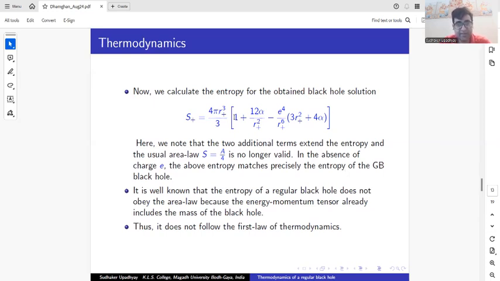And since the entropy of the regular black hole does not obey the area law, this is because the energy momentum tensor already has the mass term. So this corresponds to your entropy not following the area law, and also not following the first law of thermodynamics, which is required for black hole mechanics.